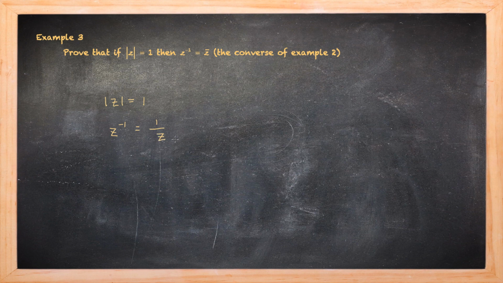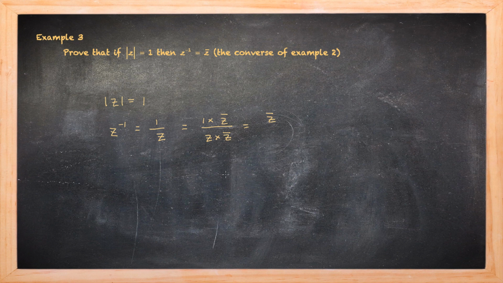And we know we're trying to introduce the conjugate. We have to get the conjugate in the answer. So why don't we, in this case, since we've got a fraction, multiply top and bottom by the conjugate of z. That will certainly introduce the conjugate of z into the expression. So on the top line, 1 times the conjugate of z is just the conjugate of z.